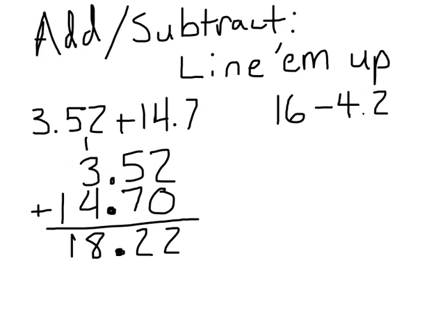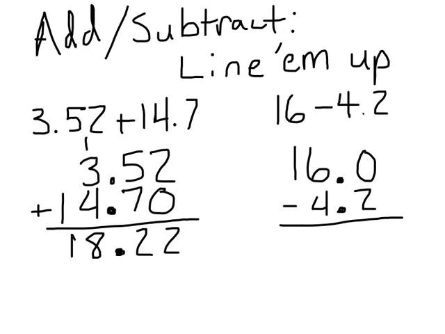Let's look at the next example. 16 minus 4 and 2 tenths. Well, 16 doesn't have a decimal point, but I know that the decimal always goes right after the ones place. So I could make that 16 and 0 tenths, and I can subtract 4 and 2 tenths, making sure that when I add or subtract, I line up my decimal points. Now I can subtract, and when I do that, I get 11 and 8 tenths.